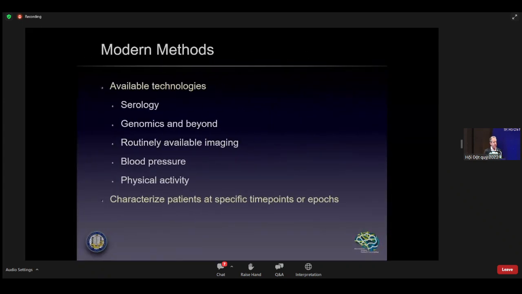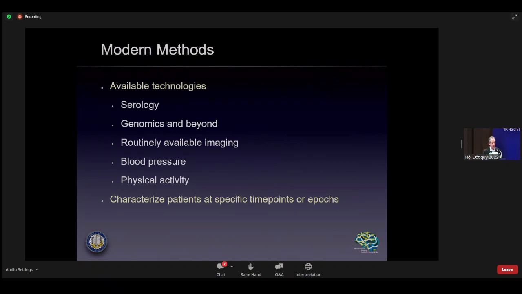So the modern methods available to study ICAD include now serology, blood sampling, genomics. We don't know what to do with it yet. Routinely available imaging is now very useful. We don't need very fancy imaging methods. We use CTA and we use perfusion and MRI, but we can do a tremendous amount with CTA and CT perfusion and not even angiography.